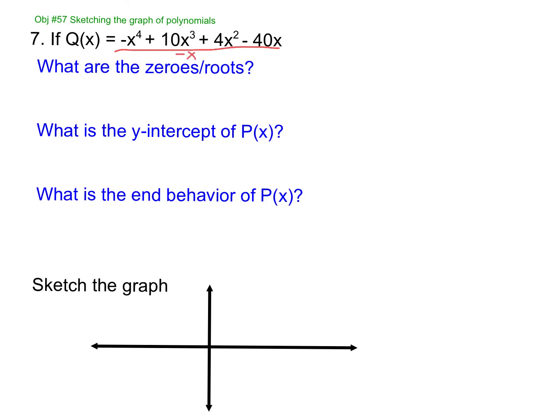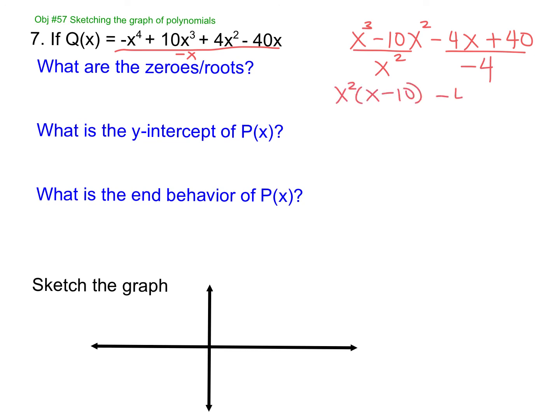It's negative x. All right, so negative x, that gives me x cubed minus 10x squared minus 4x plus 40. All right, so this is factor by grouping, so go through and factor. X squared here, what's the GCF here? Negative 4, good. X squared, x minus 10, minus 4, x minus 10. Factor out that x minus 10.